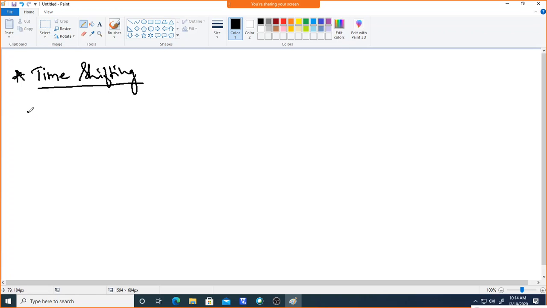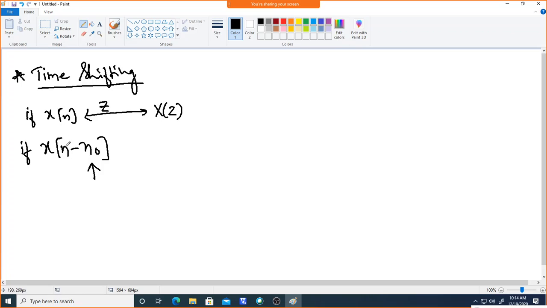Okay, so now if you have x of n, whose z transform is given by x of z, and we shift the signal by some value n naught in time domain, then its corresponding z transform will have the multiplication factor z power minus n naught. How much you shift in the time domain will be multiplied in z domain, that is z power minus n naught into x of z. So this is the z transform of the time shifted signal. Now we are going to prove this.